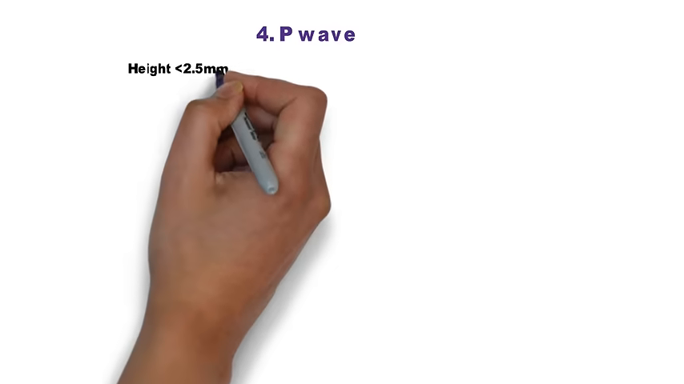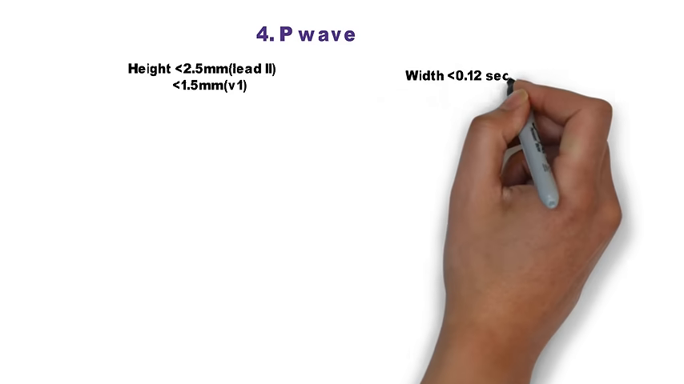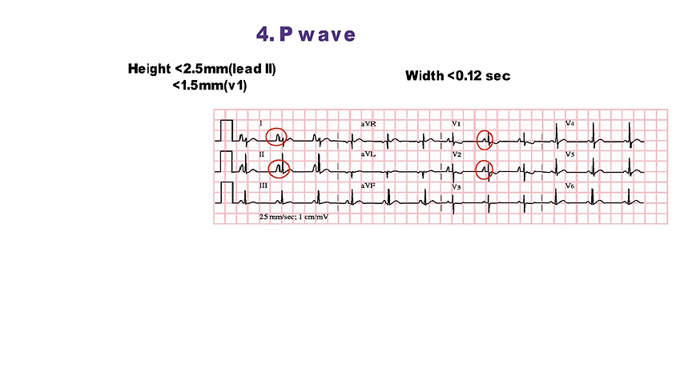Step 4 is P wave. First of all, see whether P wave is present or not. If present, see the morphology. For P wave morphology, we'll look at lead 2 and V1. Height of normal P wave is less than 2.5 mm in limb leads and less than 1.5 mm in precordial leads, and the width should be less than 0.12 seconds.